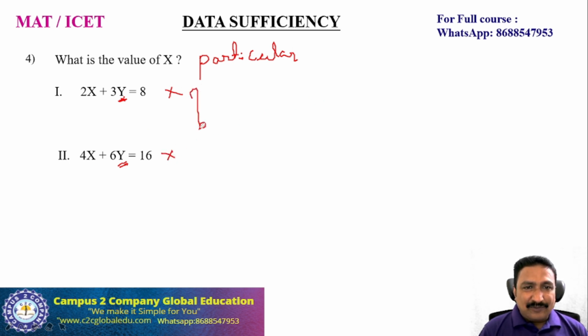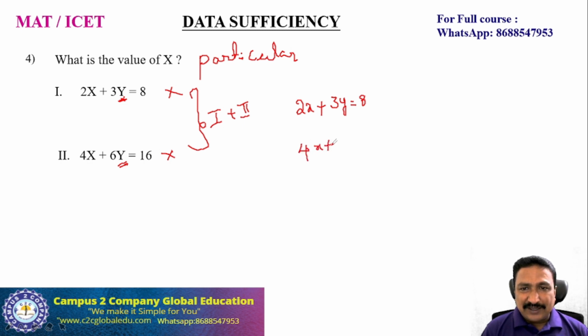While combining the first and second statements together, what will happen? If you look at the first equation, 2x plus 3y is equal to 8. And if you look at the second equation, 4x plus 6y is equal to 16. If you observe very clearly, 90% of students will keep the answer as C. But C is the wrong answer.